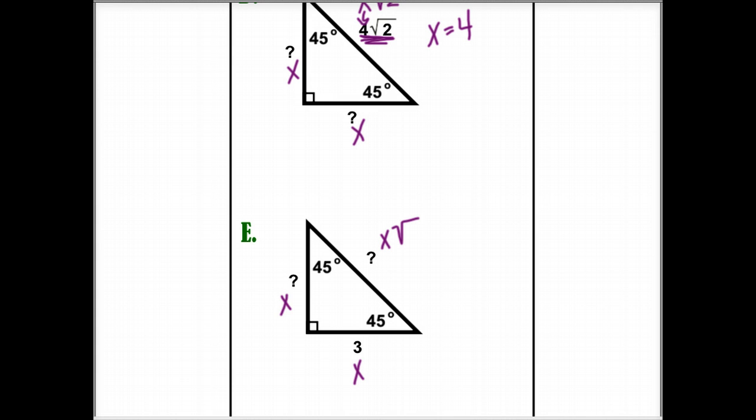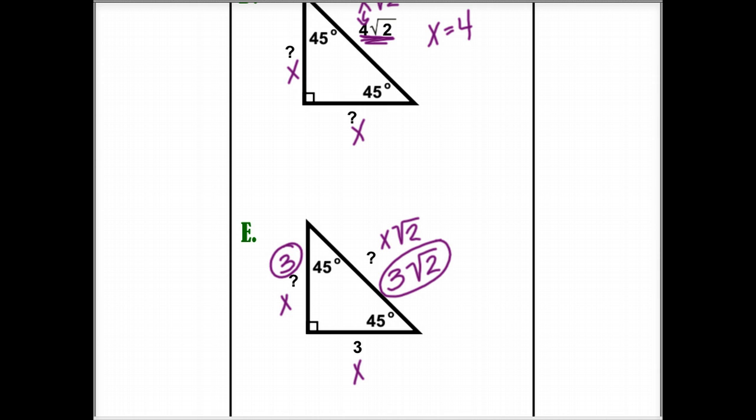Looking at a second example, this one, I see here, this is x, and this is x root 2. This one is side length 3, so that means that this one is equal to 3. And because these match and this is times square root of 2, this one is 3 times the square root of 2. That is the easier of the two.